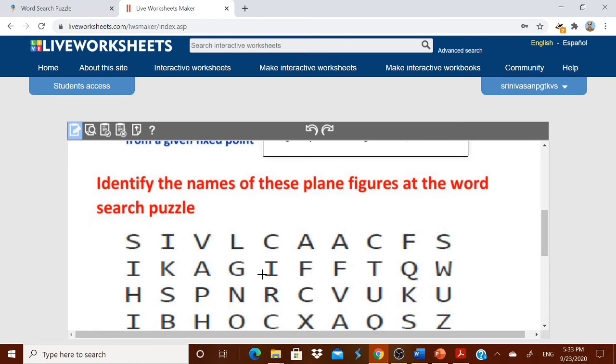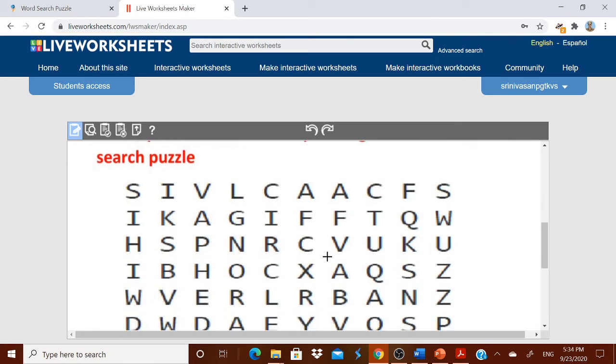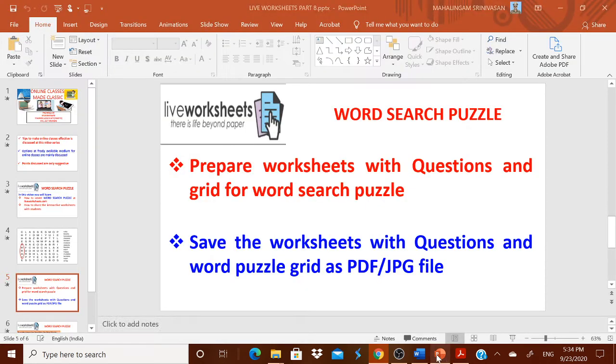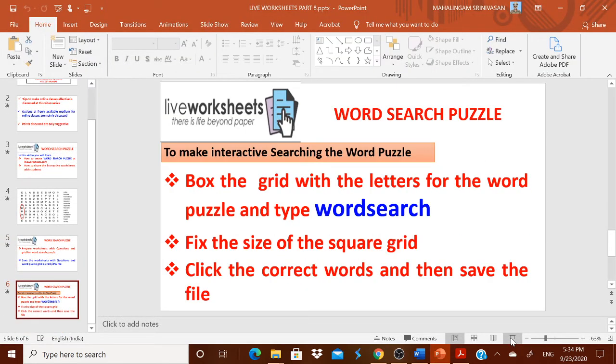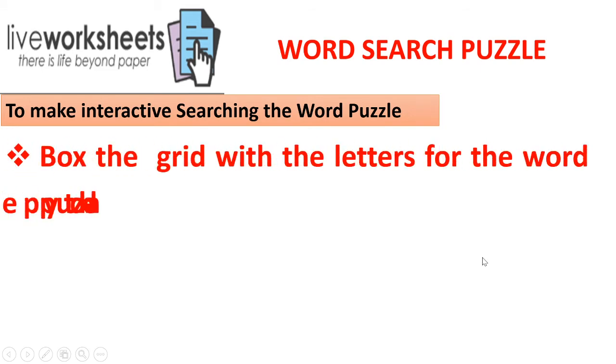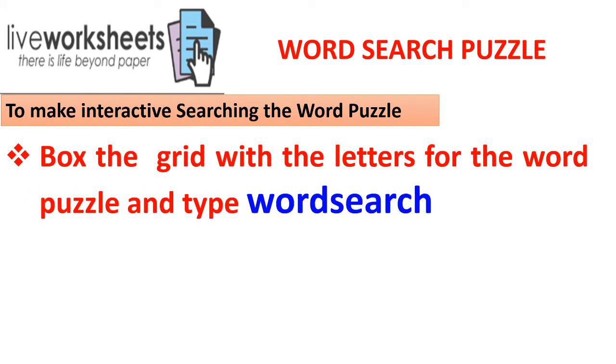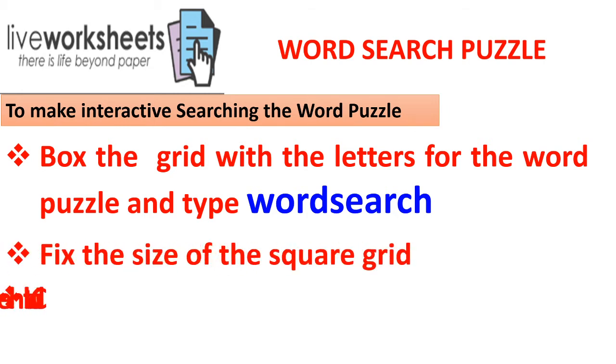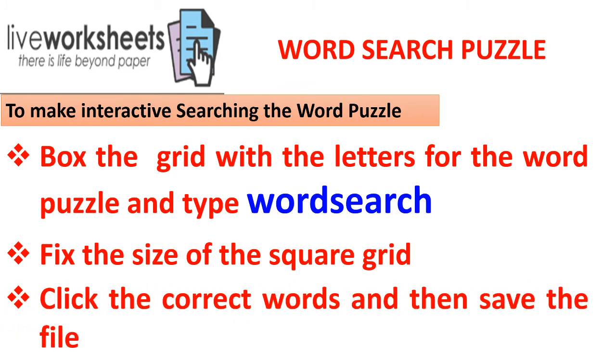Now this grid, I want to convert it into a word search puzzle. For that, please go through the steps. Box the grid with the letters for the word puzzle and type simply word search. Then fix the size of the square grid, then click the correct words and then save the file. Box the grid with the letters from the word puzzle. Already I have pasted the grid there. You have to simply box it and type word search. Fix the size of the square grid, click the correct words, then save it. You have to do it a little bit carefully.